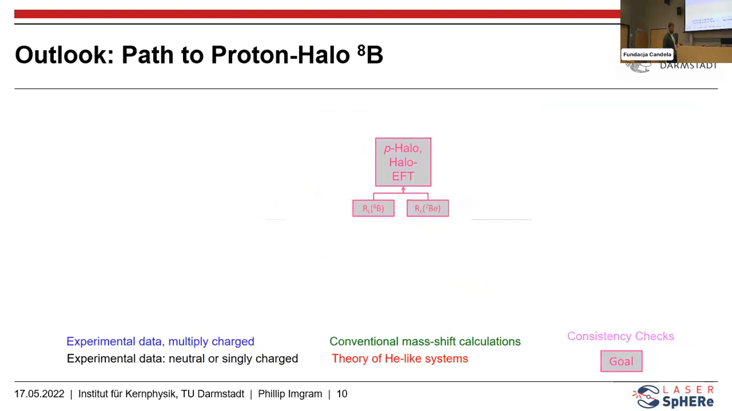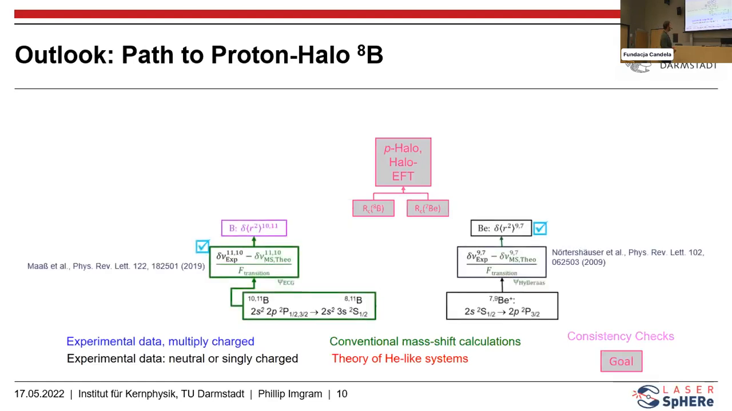So to come back now to the main motivation, which is the boron 8, there is a pathway towards this. As I said, we need the radius for boron 8 and the radius for beryllium 7. What has already been measured is, in the conventional way, the isotope shift in boron 10 and 11, and we have a change of the nuclear charge radius between 10 and 11. On the beryllium side, we also already measured the change of the nuclear charge radius between beryllium 7 and 9 in the conventional isotope shift measurements.